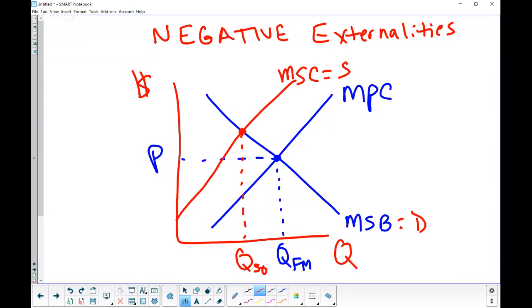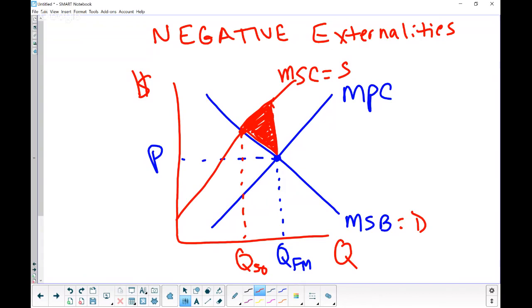So where is our deadweight loss? Well, this is the quantity. We go up. And then this area here is the deadweight loss, because this is where society wants to produce versus where it is producing. Okay, so the deadweight loss is there.